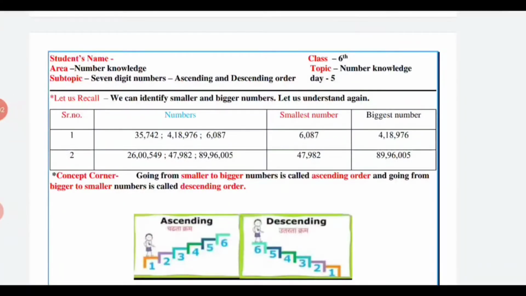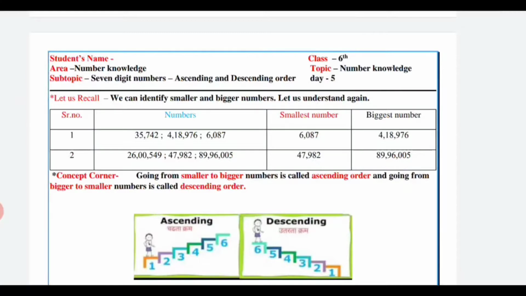Children, now we have come to day 5. We will be solving activity sheet number 5. This day 5 is dealing with the area of number knowledge. The topic is number knowledge, and the subtopic is 7-digit numbers, ascending and descending order.